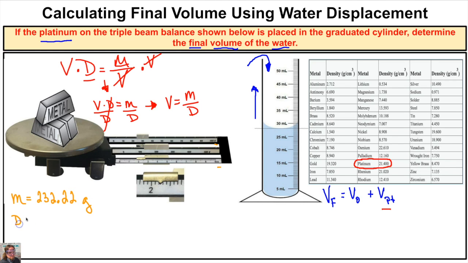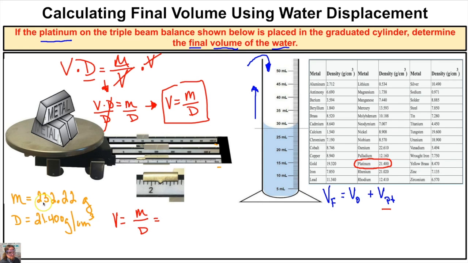Now, what about the density? If we take a look at our table here, the density is 21.400 grams per cubic centimeter. And so now, how do we figure out the volume? You guessed it, we're going to use this formula right here. Volume equals mass divided by density.